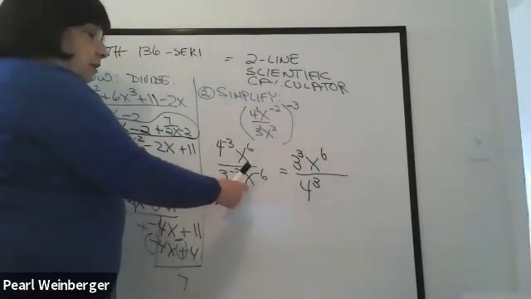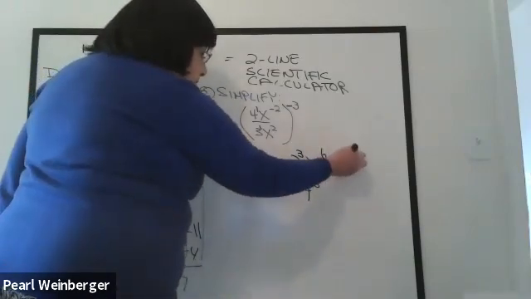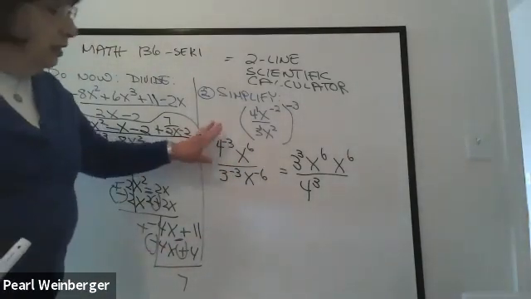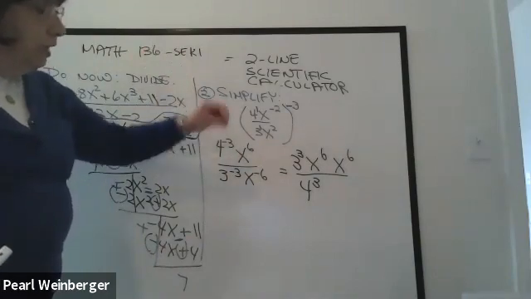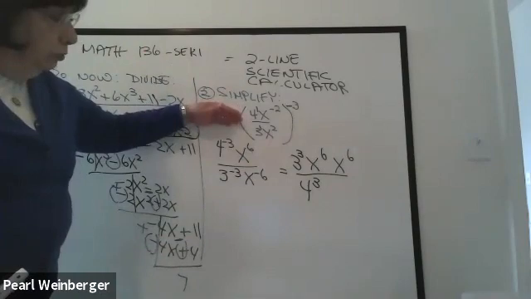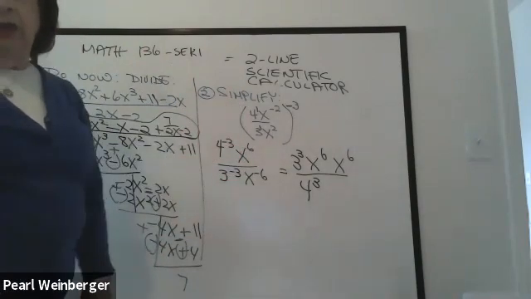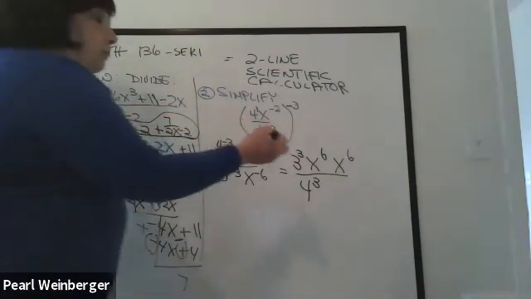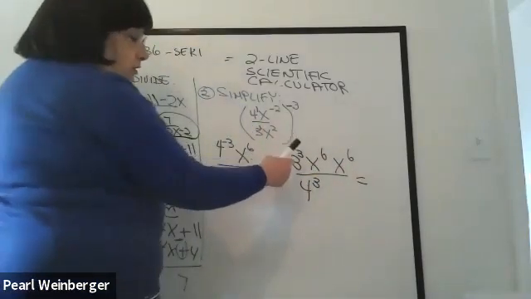And the x to the negative 6 also has to be moved to the top because we want its exponent to be positive. Notice, anything that had a negative exponent got moved. If it was in the numerator, it got moved to the denominator. If it was in the denominator, it got moved to the numerator. Anything that had a positive exponent stayed exactly where it was. Okay, now everything has only positive exponents. I can finish this up.